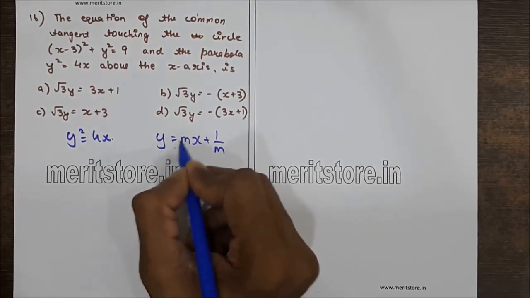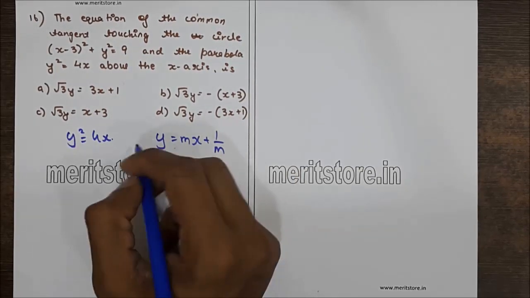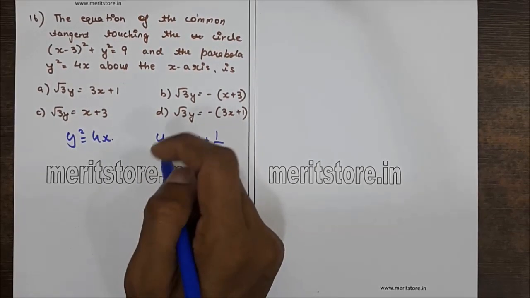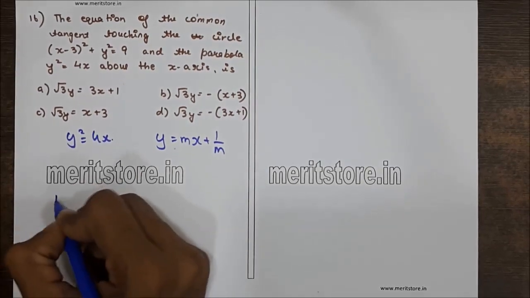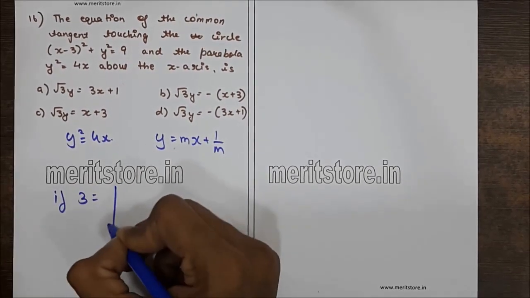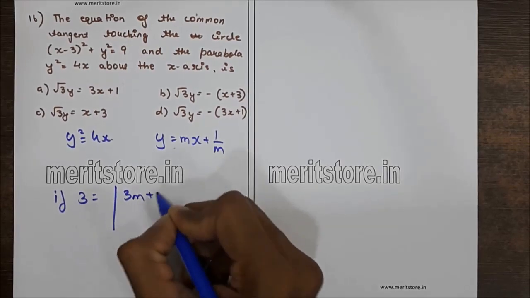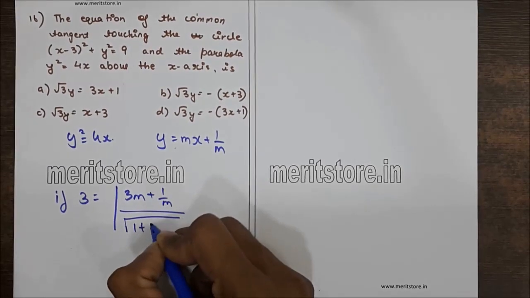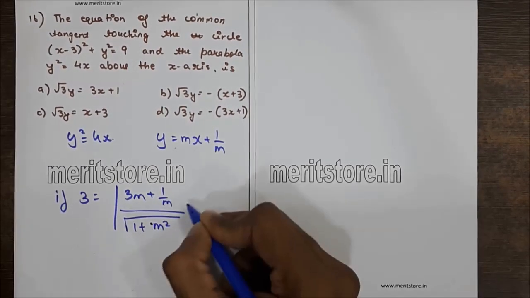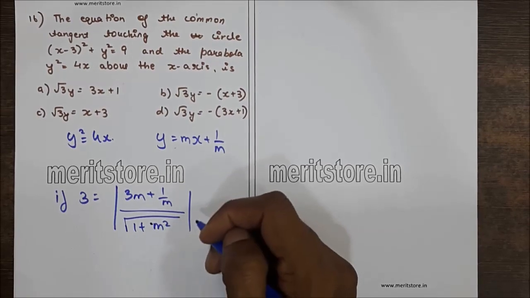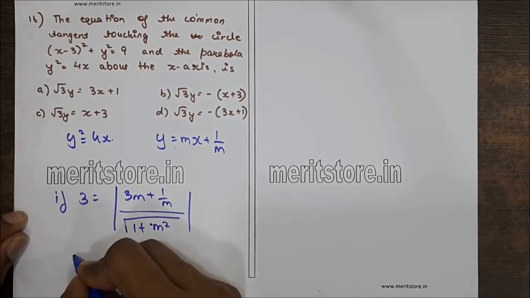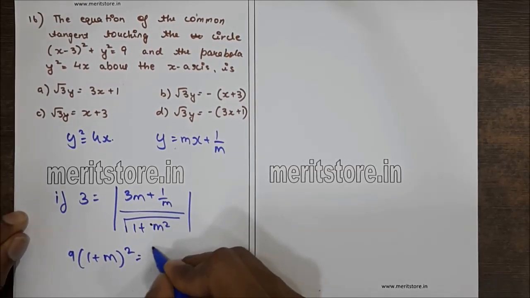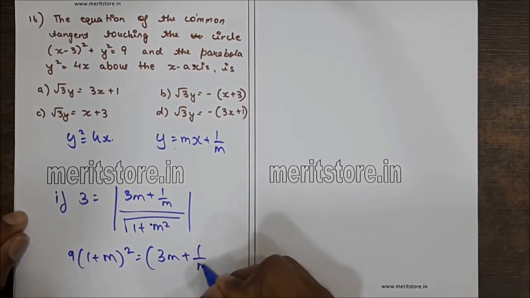If we compare this, we get a is equal to 1 and the tangent is y equal to mx plus 1 by m. It touches the circle if 3 equal to modulus of 3m plus 1 by m upon root 1 plus m square, or we can write this as 9 into (1 plus m square) equal to (3m plus 1 by m) the whole square.